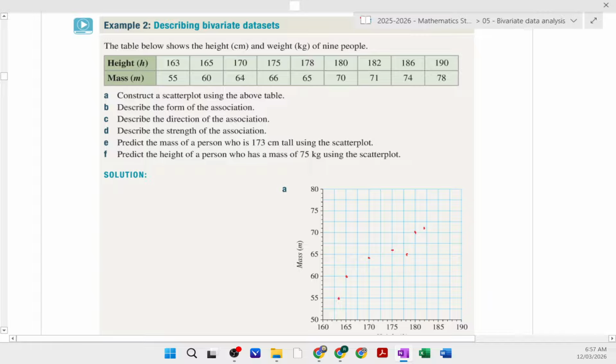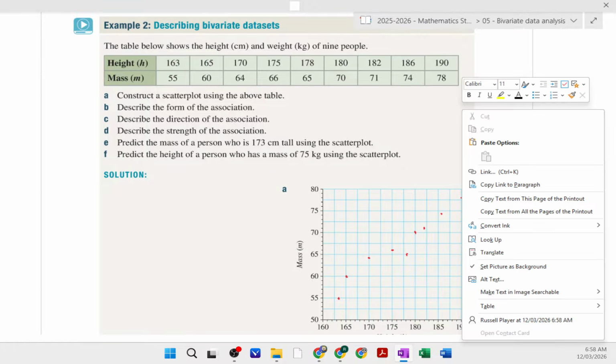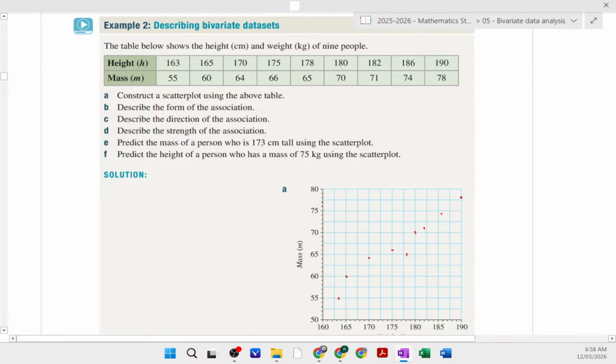Then we've got 186, 74. So 74 is just below. 186 is just across. Then we have the last one is 190, 78. So 78 is just above and 190 is there. There we go. All right. So that's how that works. Okay, so we've plotted all those.